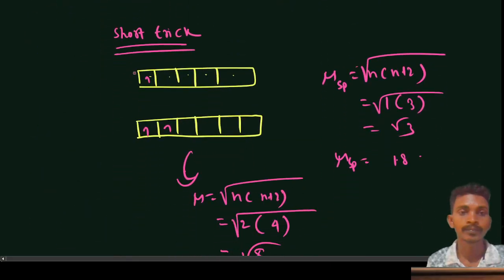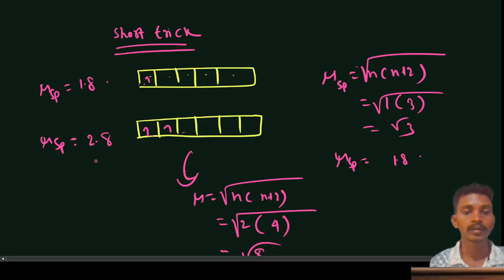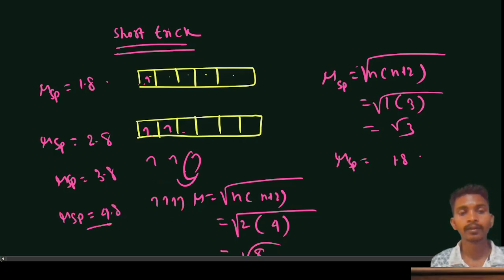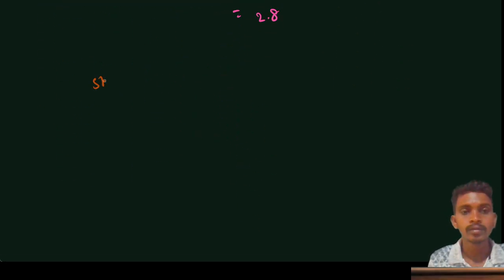The short trick is that whenever one electron is there, one unpaired electron, then the spin only magnetic moment is 1.8. If two electrons are there, then the spin only magnetic moment is 2.8, just add 0.8. Similarly, if 3 electrons are there, then the spin only magnetic moment is 3.8. If 4 electrons are there, 1, 2, 3, 4, then the spin only magnetic moment is 4.8. So likewise you can go on. If I say that, you don't need to apply this formula. This short trick is there.